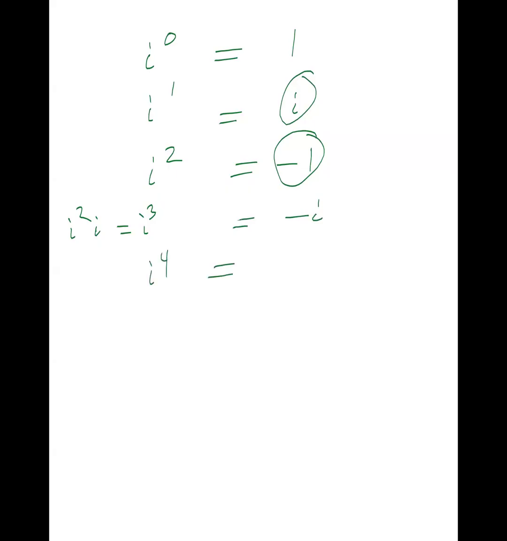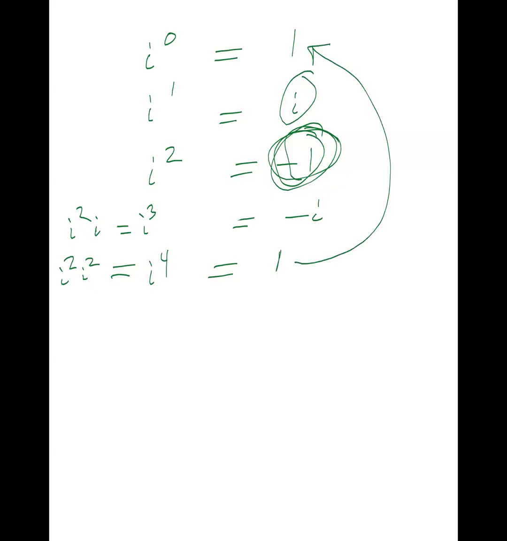Now let's do i to the fourth power. What is i to the fourth power? Well, look on the left of that. i to the fourth is really the same as i squared times i squared, right? But we know i squared is -1, right? So what is -1 times -1? +1.